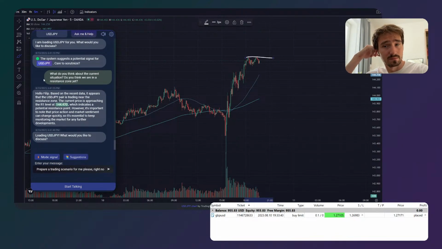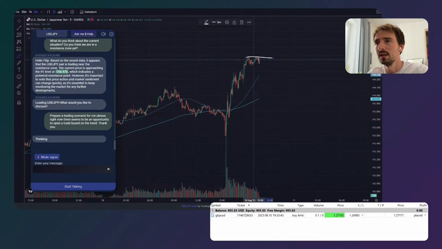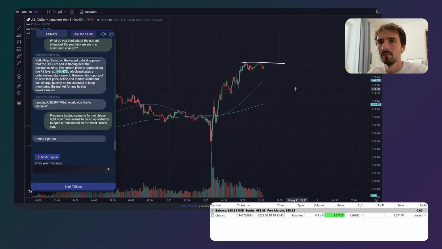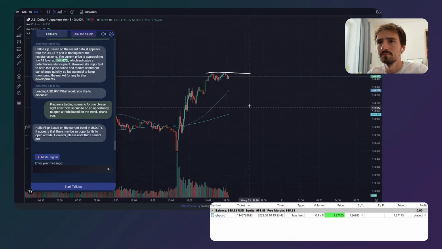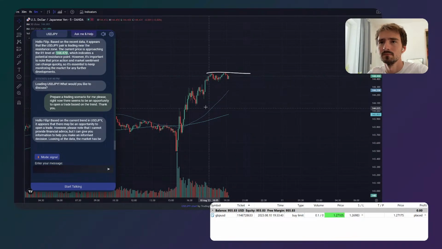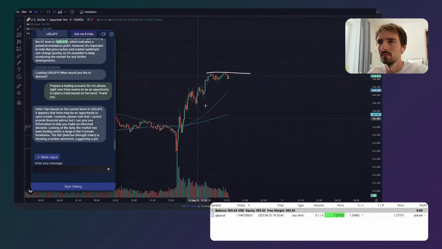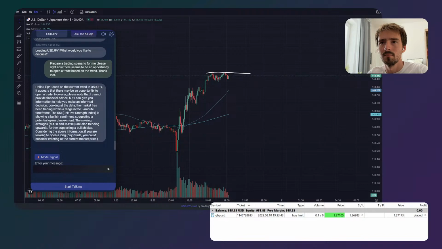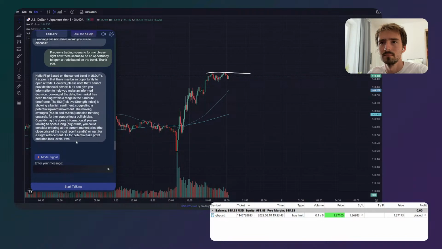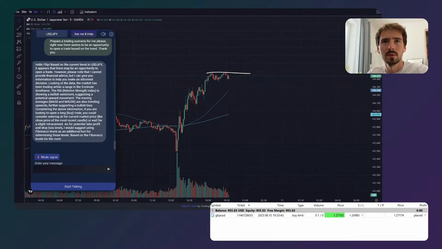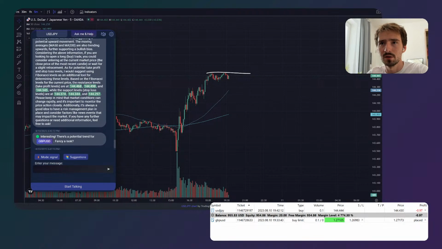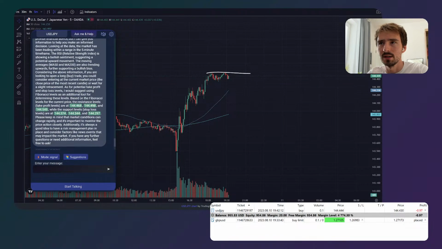Loading USD JPY. Let me enter the signal as well. Let's see if the AI will generate something out of it. Oh, come on. Hello, Philip. Based on the current trend in USD JPY, it appears that there may be an opportunity to open a trade. However, please note that I cannot provide financial advice, but I can give you information to help you make an informed decision. The market has been trading within a range. Interesting. So AI is giving us this buying opportunity.